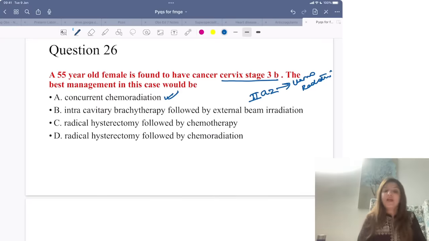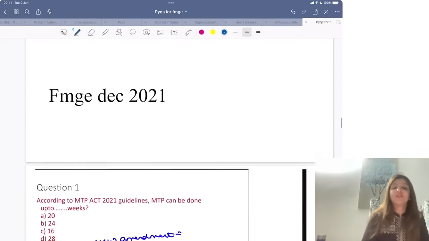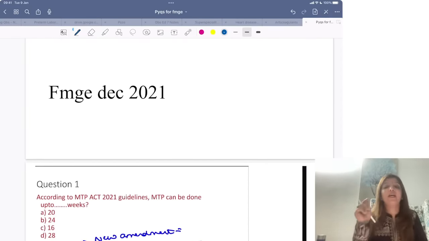Clear to all of you? So whenever it is stage 2A2 and beyond that, you always do chemo radiation. That is something which I told you just now. So your answer is going to be chemo radiation. Clear? That completes your FMGE June 2021 paper. Coming to December 2021 paper.